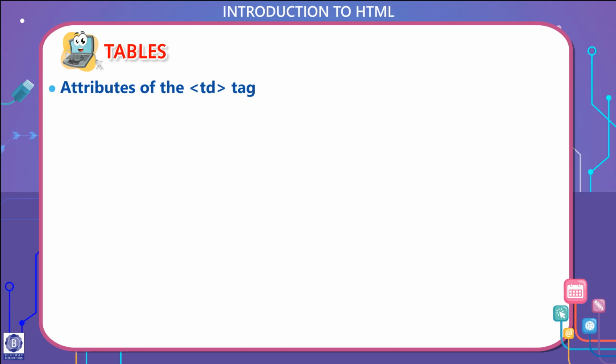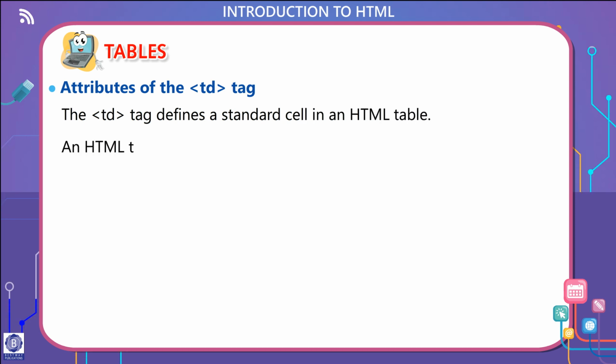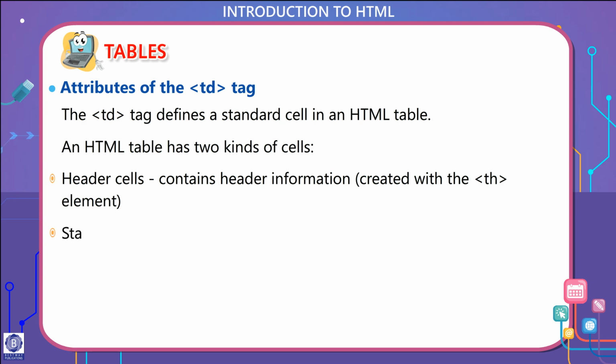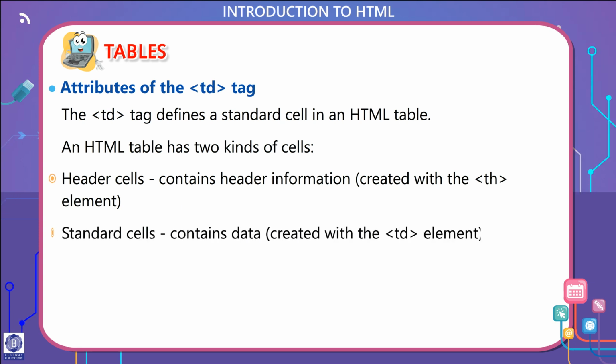Attributes of the TD tag. The TD tag defines a standard cell in an HTML table. An HTML table has two kinds of cells. Header cells contain header information, created with the TH element. Standard cells contain data, created with the TD element.